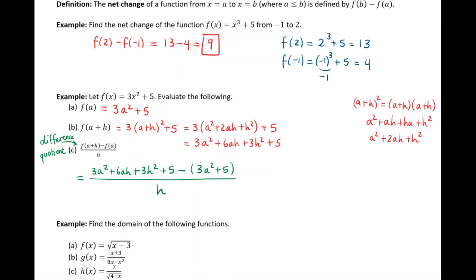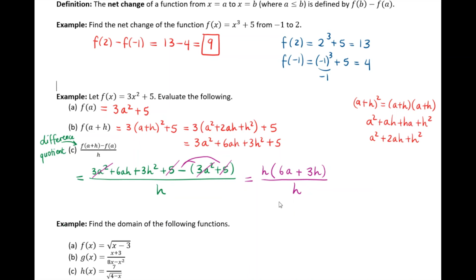Now, folks, you see this 3h squared will cancel by 3h squared in here, and you can distribute that negative to both. And that 5 will cancel by this negative 5. So in here you can factor out an h. From the first term, once you factor out an h, you got 6a. Plus, if you factor out an h from here, you got 3h. And at the bottom, I have h. So we can cancel this h.